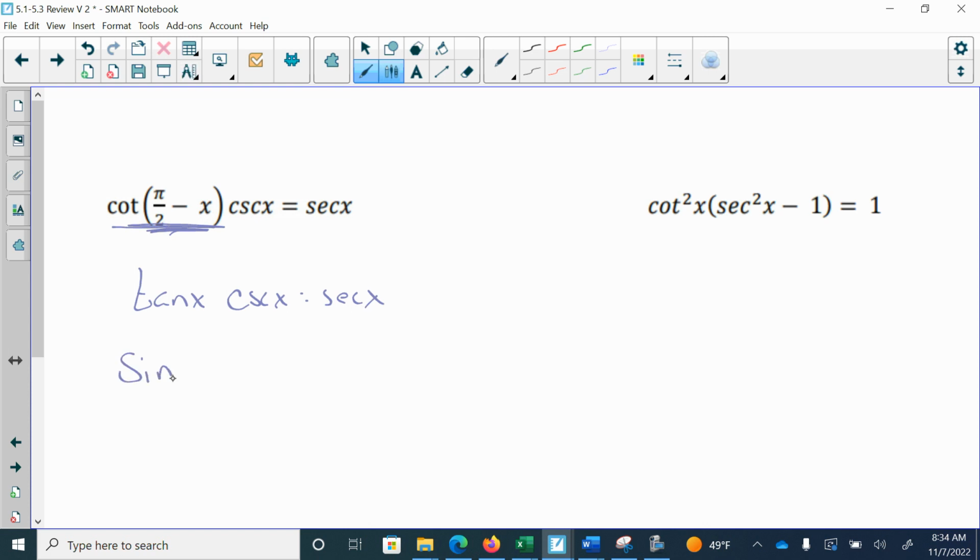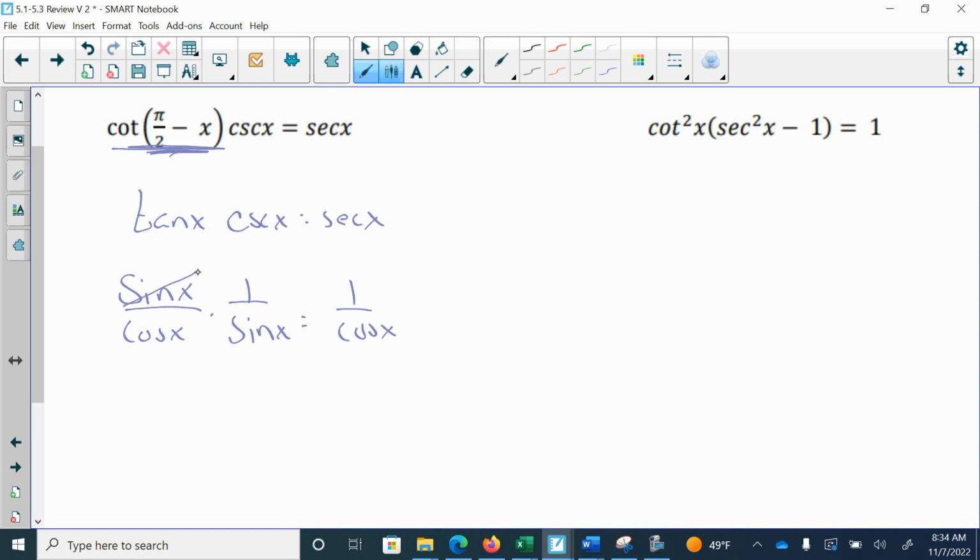So tangent, I'm going to think of as sine of x over cosine of x. Cosecant is going to be 1 over sine of x. And secant is going to be 1 over cosine of x. Here I can see when I multiply that the sine of x will simplify, so I'm left with 1 over cosine x is equal to 1 over cosine x. So I have my left side looking like the right side.